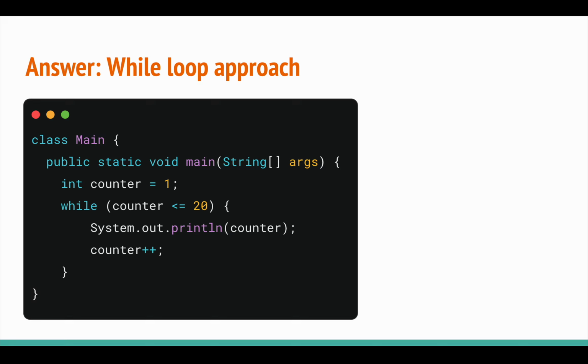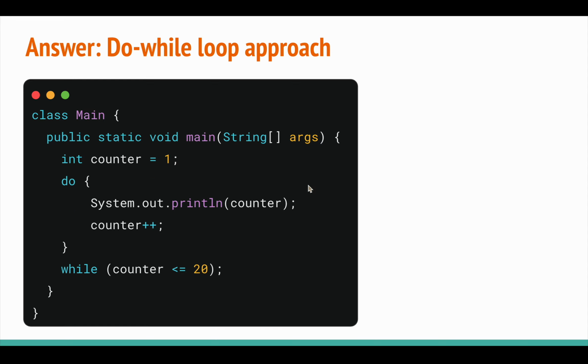Okay, so for the while loop approach, this is what you would do. You would obviously have your main class, and within that main function, you would declare a counter variable, set that to 1, and then the condition would just be while the counter is less than or equal to 20, because you want to count to 20. You want to print out the counter and increase it by 1 so you can count from 1 to 20.